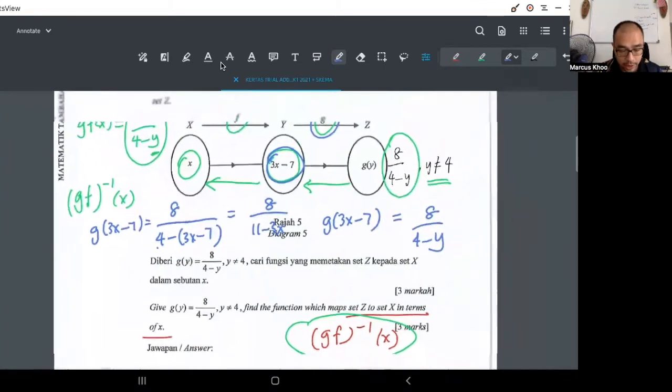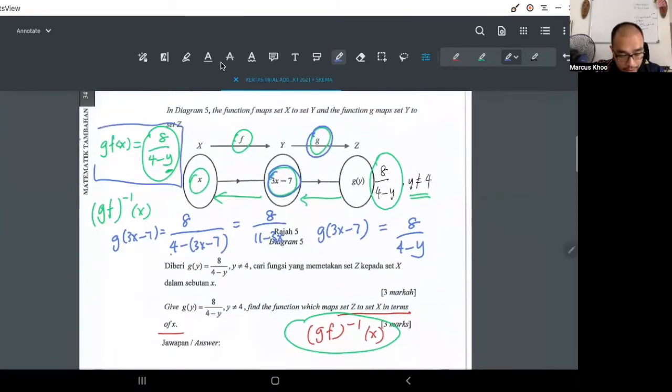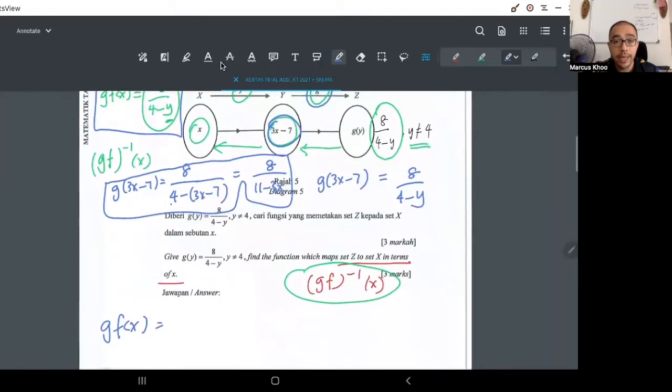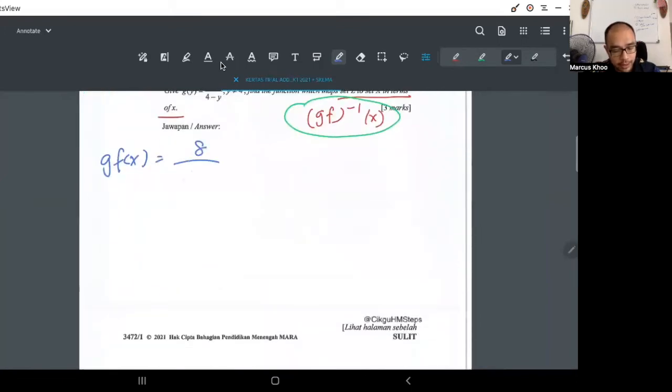So let's look at this logically. gfx is this, okay, and g3x is equals to this. Okay, therefore I can say that gfx is equals to 8 over 11 minus 3x. So how do I find this? I just inverse it. Okay, so how do I inverse? The method I usually teach is to set it equal to y, 8 over 11 minus 3x. Okay, and then you do until you get x equals to yada.